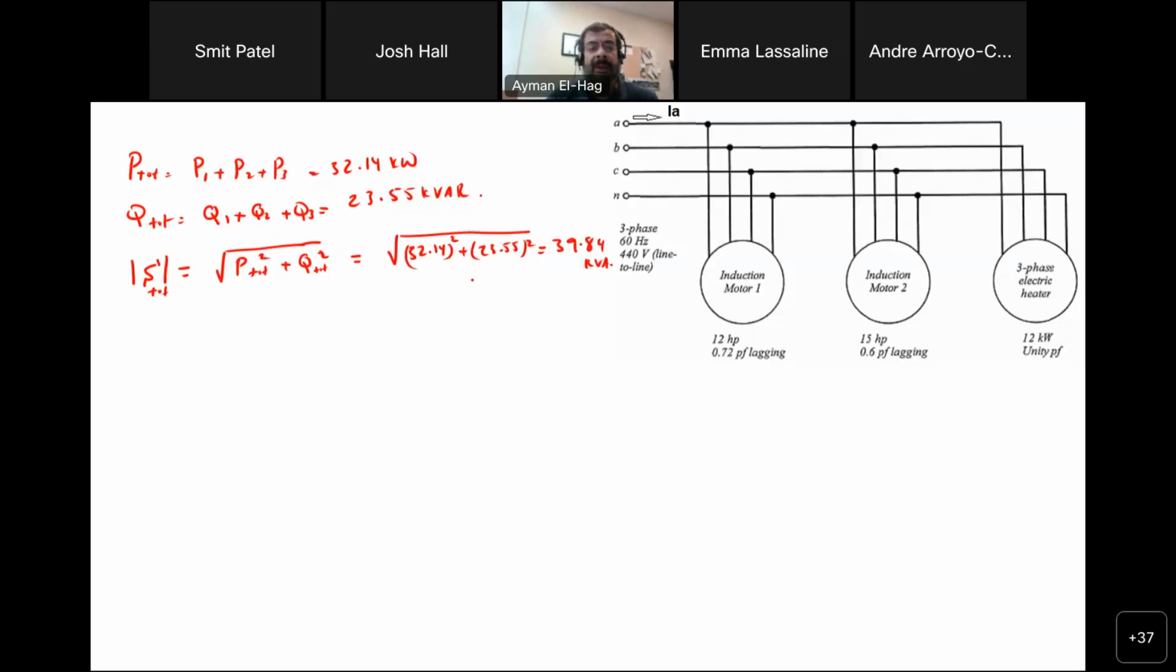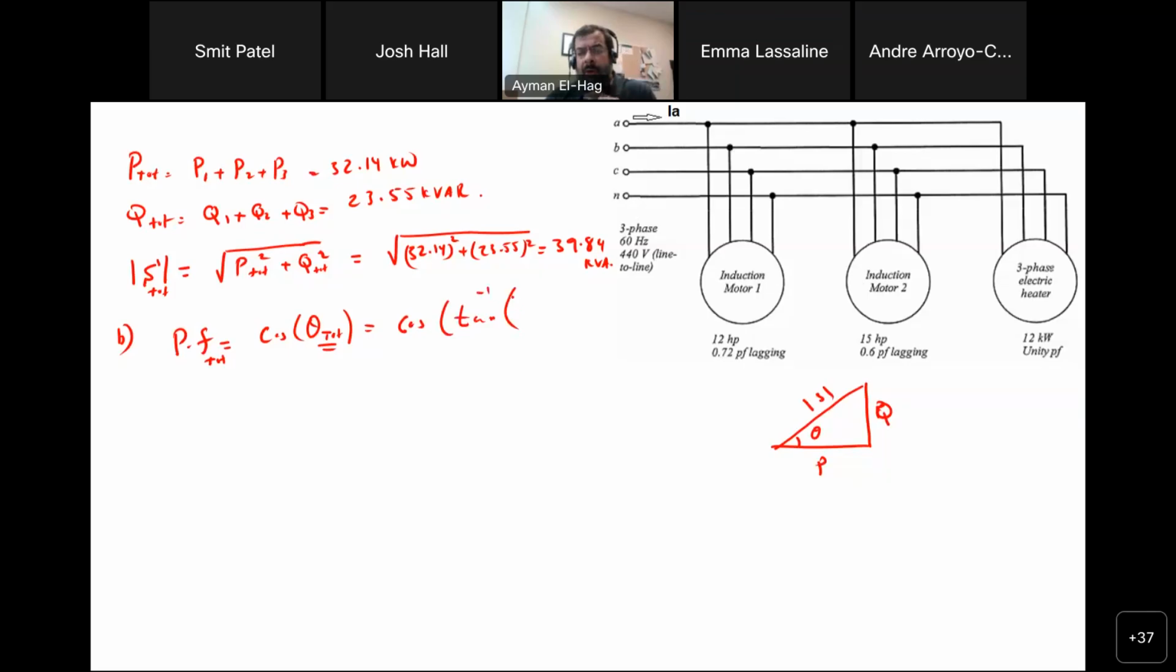Then we will move to part B. In part B, it says, what is the total power factor? And again here, the power factor is from the power triangle. This is your P, this is your Q, this is your S, and this is your theta. So your power factor total is equal to cosine theta total, which is cosine of the angle. It's basically tan inverse of Q total over P total, because tan theta is equal to Q over P. Tan inverse of this will give me the angle, and cosine of the angle will give me the power factor.